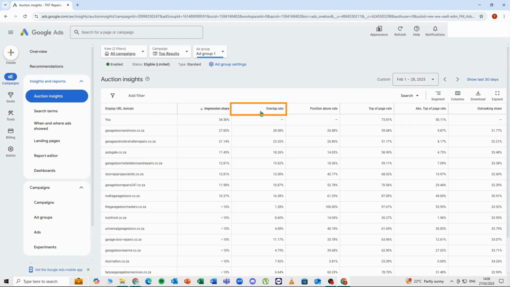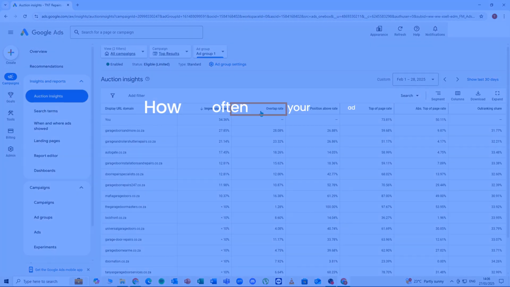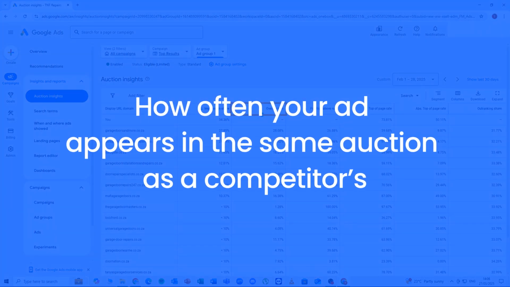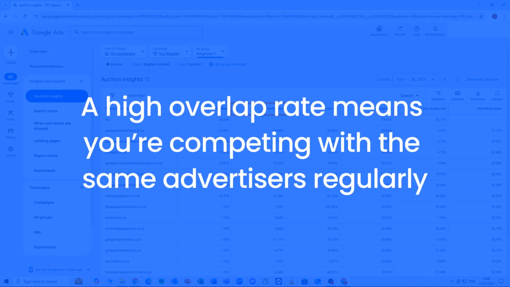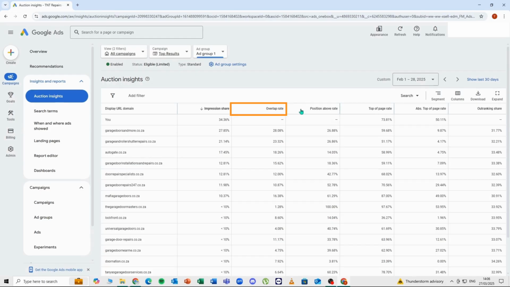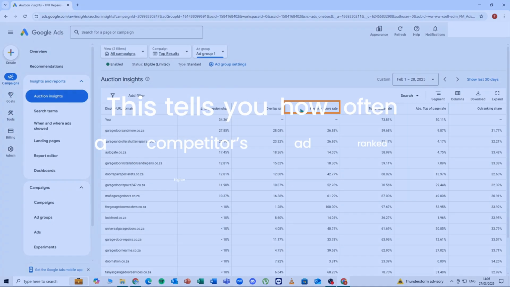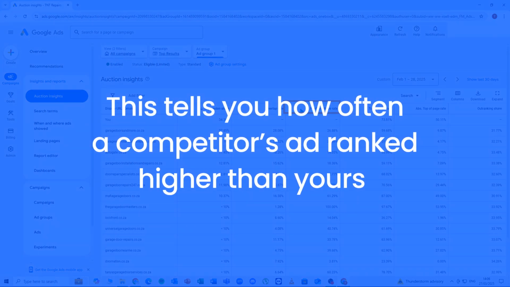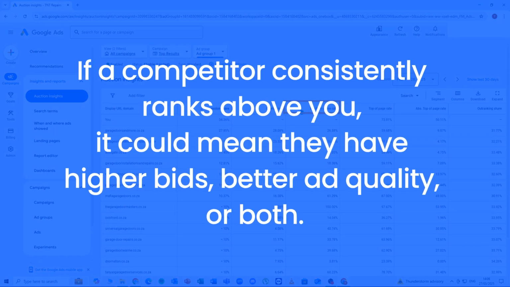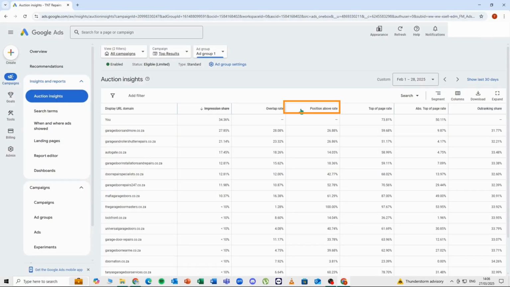Okay, so the next metric that we see here is the overlap rate. So this shows us how often our ads are appearing in the same auction as the competitors, and a high overlap rate means you're competing with the same advertisers regularly. The position above rate tells you how often your competitor's ad has ranked higher than yours. So when you guys are appearing in the same auction, whose ad is appearing first? If a competitor consistently ranks above you, it could mean that either they have a higher bid, better ad quality, or both.